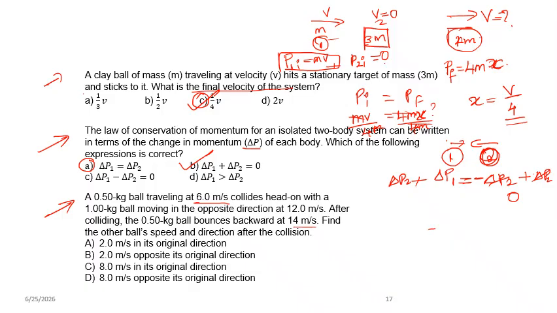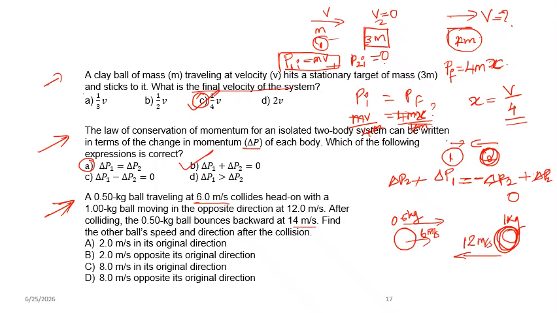When such a question comes, what is important is that you should draw the figure so that you get an idea of the initial situation. We have a ball with a mass of 0.5 kg, traveling in one direction, with a velocity of 6 meters per second. Now we have another ball coming in the opposite direction. This one is a little heavier. Its mass is 1 kg and it's moving in the opposite direction with double the velocity, 12 meters per second.